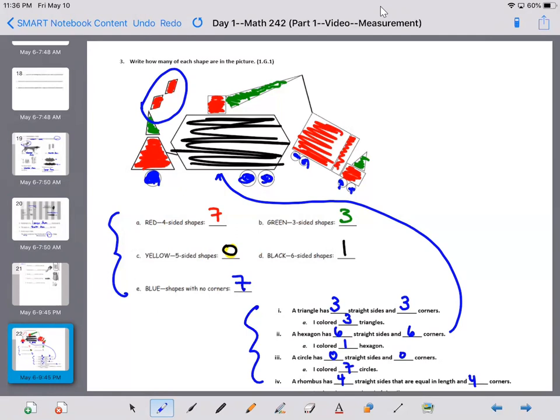And then with the rectangles, we had 4 straight sides, 4 corners, and we colored 4 rectangles. So great idea and activity with coloring. So you start to get pictures of different shapes, different characteristics, and a great discussion opportunity in class.